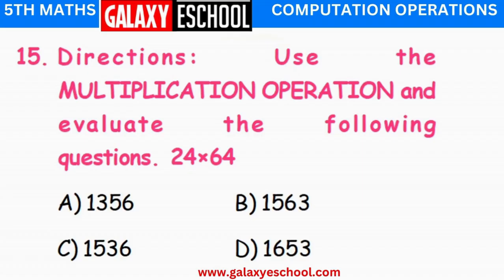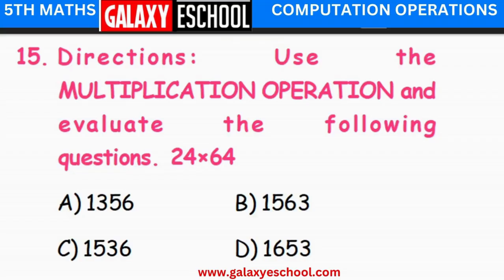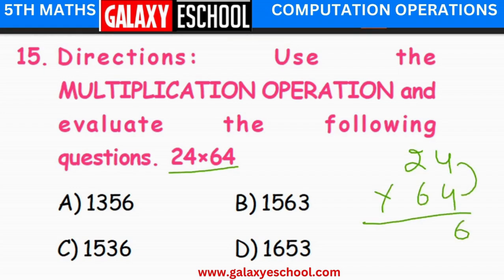Question number 15. Use the multiplication operation and evaluate the following questions. Now what is this? 24 into 64. Very simple and straightforward question children. 4 4s are 16. 6 here 1 carried. 4 2s are 8 plus 1 9. Now new number in a new line.